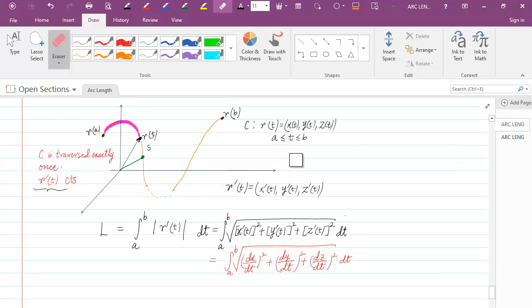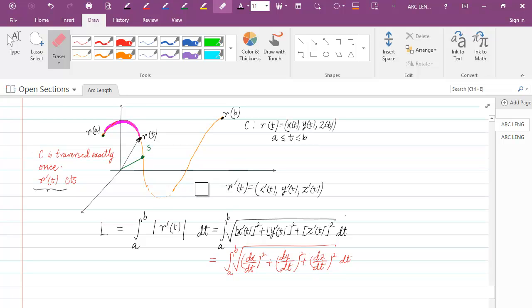And recall that if I take the derivative, r prime of t, it's going to be equal to the vector x prime of t, comma y prime of t, comma z prime of t. If I think of r of t as the position of a moving bug on the curve, then r prime of t would be its velocity. And the length of r prime of t is the speed of the bug at time t.